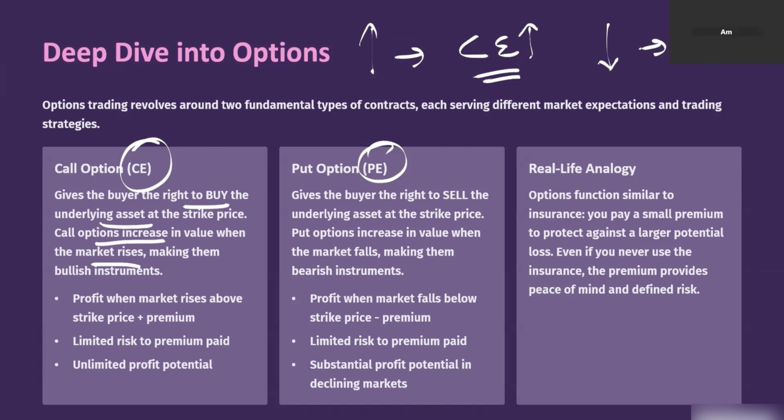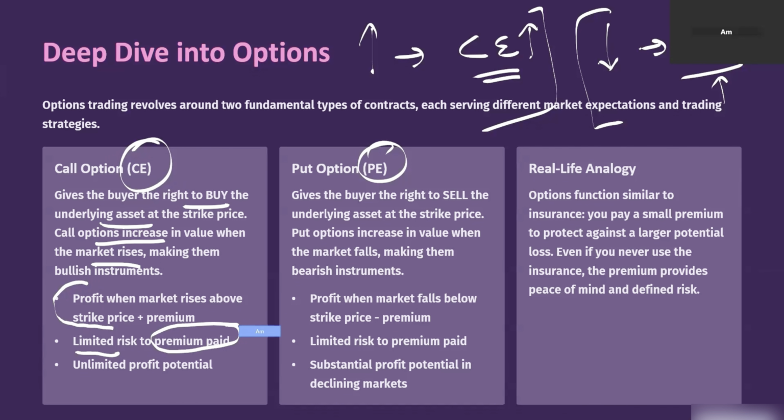Opposite is what? Put option. So when you expect the market to come down, you will be buying a put option. A put option will increase in value when the market comes down. A call option will increase in value when the market goes up. So a call option will profit when the market rises above the strike price, because you are already paying a premium also. So here risk is limited to the premium. Whatever you paid is your risk, and the profit potential is unlimited.